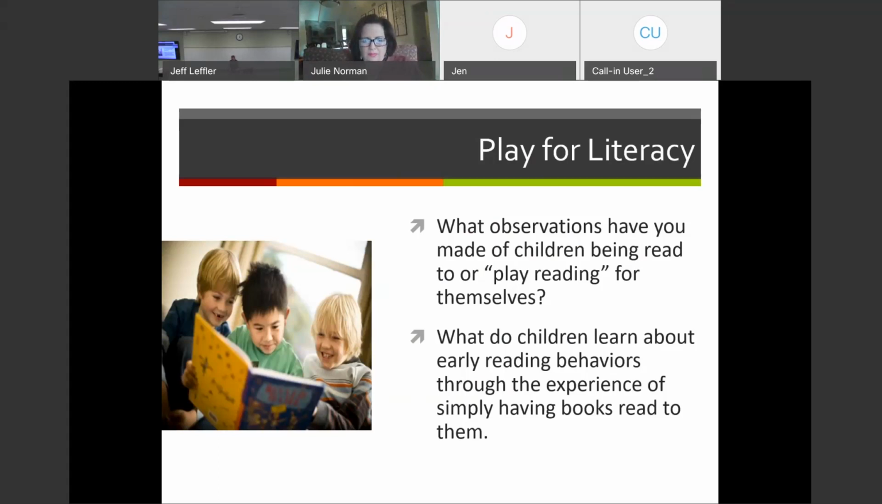Yeah. And so I'm going to repeat that just so everybody can hear. So what was said is that she's seen teachers who are reading the book, they'll stop and ask questions about the book for the children to respond to. And when the children are doing the play reading, they'll engage in that same kind of behavior and duplicate that. So wonderful. So what do children learn about early reading behaviors through the experience of simply having books read to them? What do they learn?